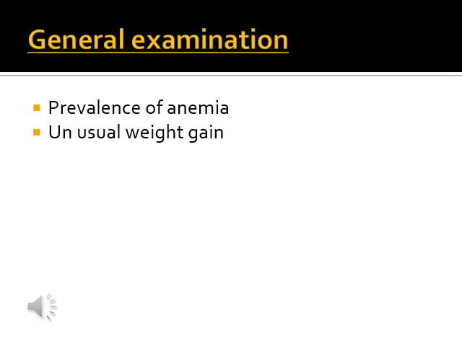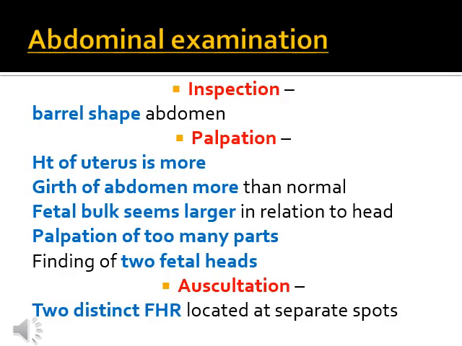In general examination, there is prevalence of anemia due to the higher iron demand in the body, and there will be unusual weight gain also. Coming to the abdominal examination, in inspection the abdomen will be large, it may be barrel shaped. In palpation, the height of the uterus may be more when compared to a singleton pregnancy. The girth of the abdomen will also be more than normal. The fetal bulk seems larger in relation to the head.